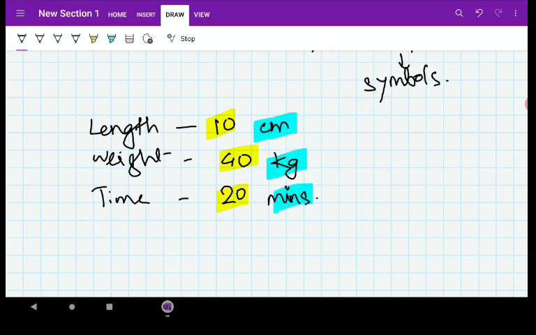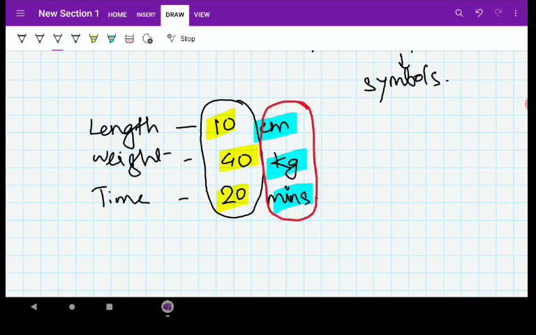So what is this that we are referring to? Numbers can be put in front of anything. And these symbols, these are the units which we are referring to. So what does 10 centimeter length denote? 10 centimeter length denotes that there are 10 one-centimeter units of the chocolate. What does your weight 40 kg denote? Your weight 40 kg denotes that there are 40 one-kg units.